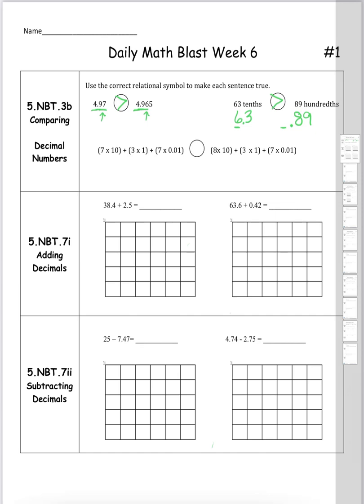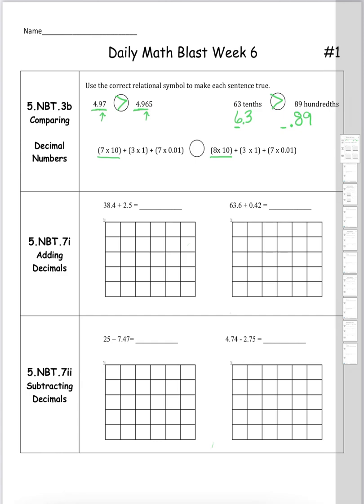The last two numbers here are given to me in expanded form. I have 7 times 10 plus 3 times 1 plus 7 times 1 hundredth. I'm comparing that to 8 times 10 plus 3 times 1 plus 7 times 1 hundredth. Now, one thing I'll notice here is that the 7 times 10 and the 8 times 10 is the greatest place value representation I have here. And 7 times 10 is 70, and 8 times 10 is 80.